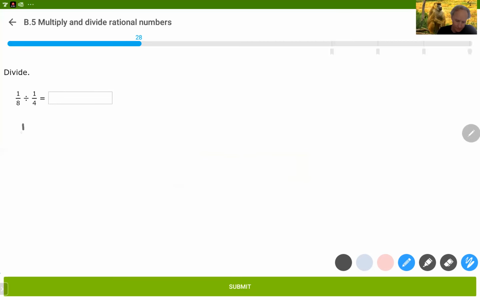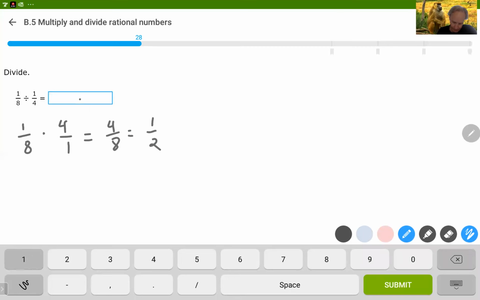1/8 times 4/1. I'm multiplying by the reciprocal, so it's 4/8 or 1/2. I think you have to reduce these, but I'm not absolutely certain.